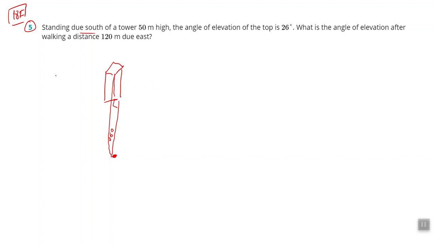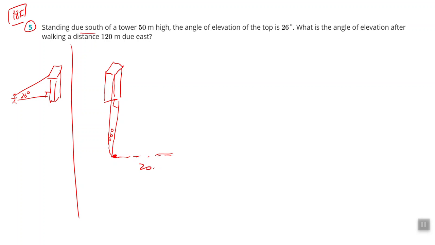So if you're looking up at the top, that's 26 degrees. As a side view, I'm going to draw it over here: you have a building that's 50 meters tall, you're standing right here looking up, that's 26 degrees, and that's a right angle. This is just a view from my own perspective. What is the angle of elevation after walking 20 meters due east? So if you walk 20 meters here, what is the angle of elevation after the walking distance?